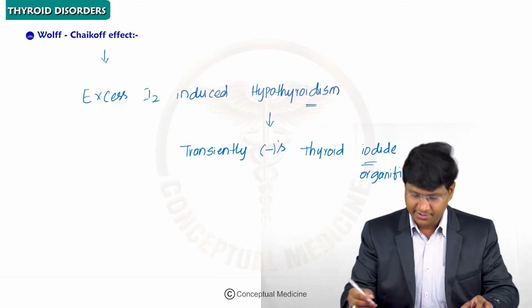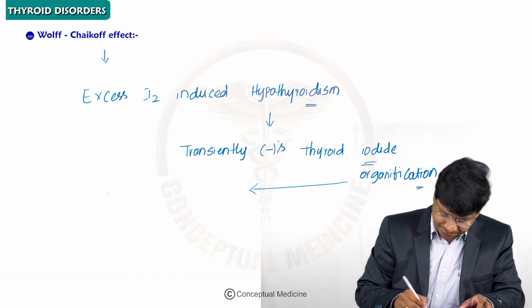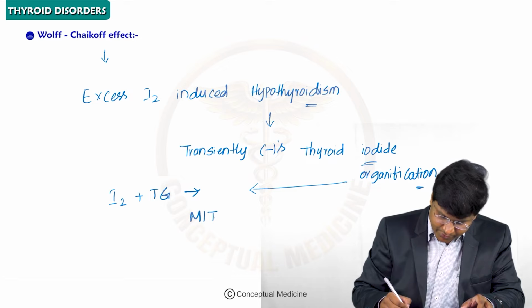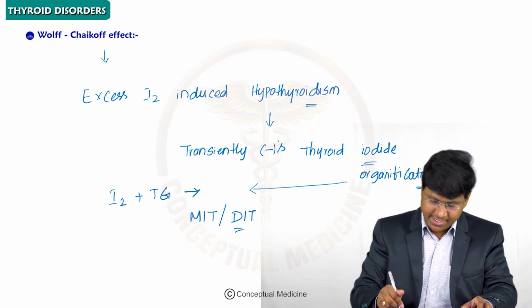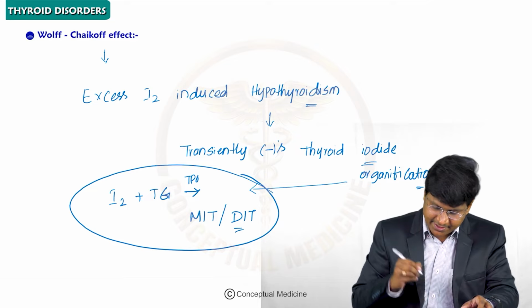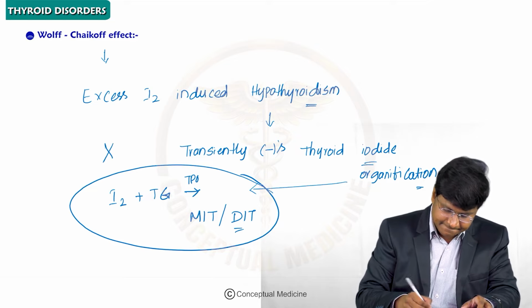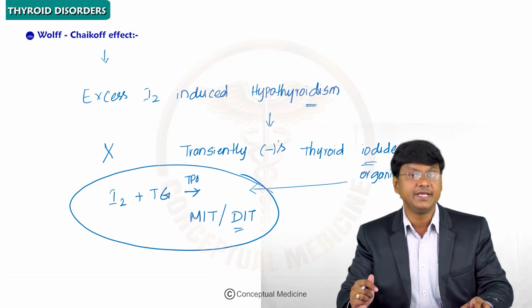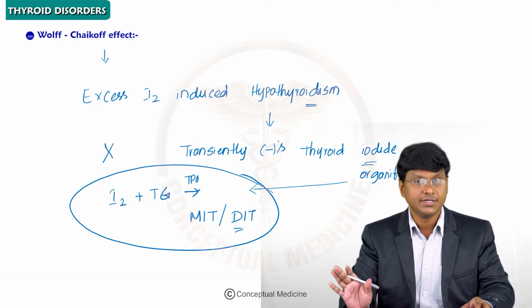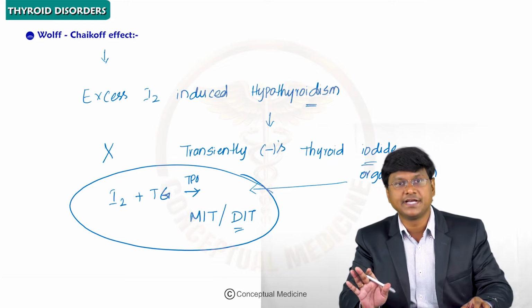So what is organification? In organification, there will be binding of iodine with thyroglobulin, and that will result in the formation of monoiodotyrosine or diiodotyrosine. That is what is called organification, in the presence of the enzyme thyroid peroxidase. This particular step will be inhibited in the case of the Wolff-Chaikoff effect.